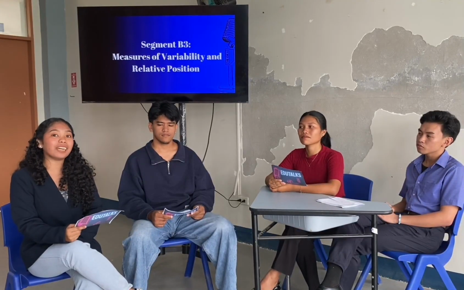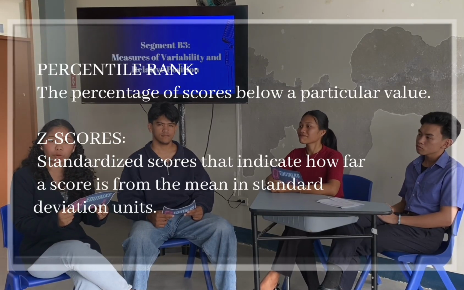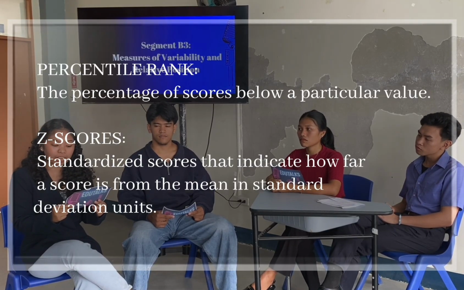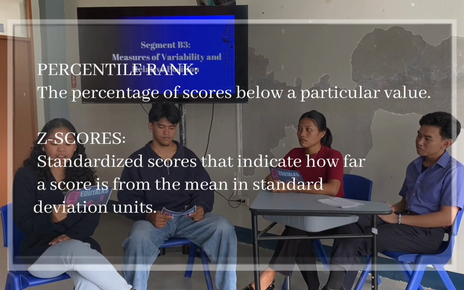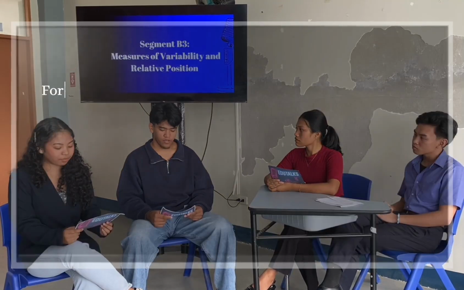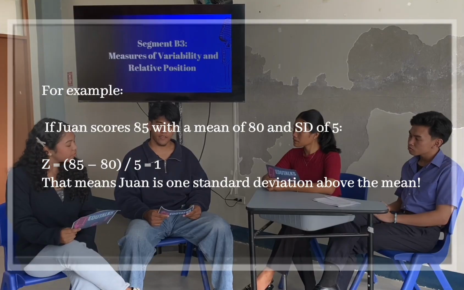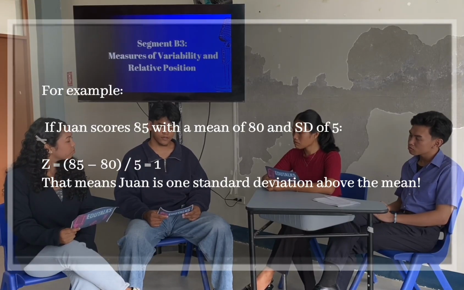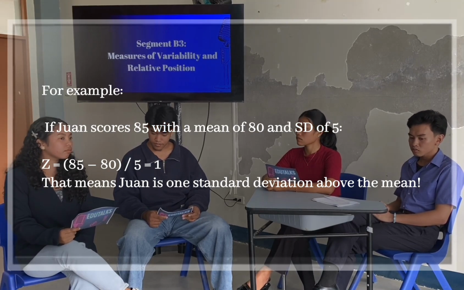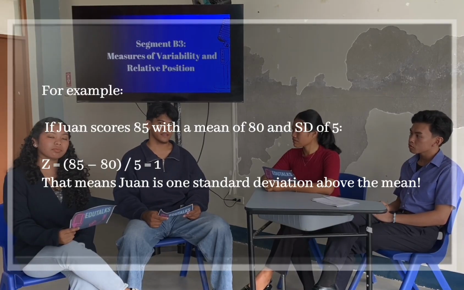Now, let's look at relative position. Percentile rank tells us what percentage of scores fall below a student's score. Z-score shows how far a score is from the mean in SD units. For example, if one scores 85 with a mean of 80 and a standard deviation of 5, z equals 85 minus 80 divided by 5 equals 1. That means it is one standard deviation above the mean.